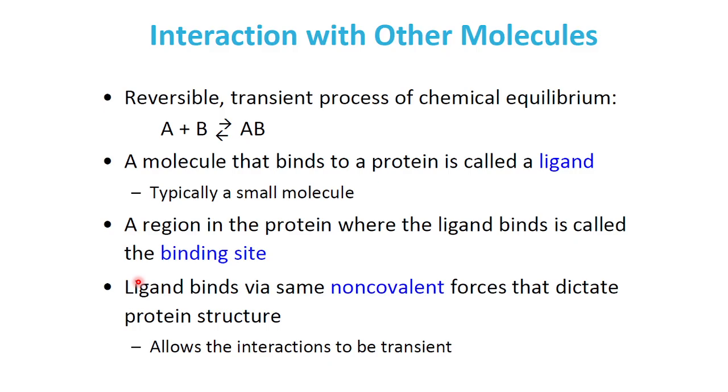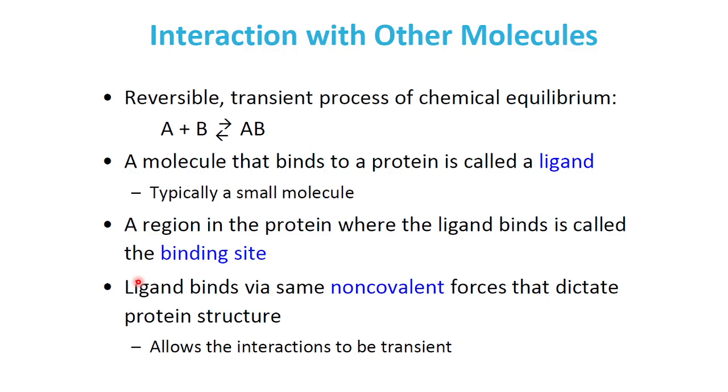Like A plus B is in equilibrium with AB. Now, a molecule that binds a protein is known as a ligand. That is probably a small molecule, which we call a ligand. This ligand can be carbohydrates, other peptides, other proteins, small molecules, or even nucleic acids. So there can be a wide range of ligands, not necessarily small molecules only.